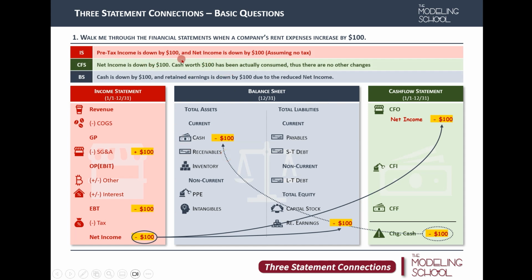So to sum up, pre-tax income is down by $100, net income is down by $100, and we're assuming no tax. Cash worth $100 has actually been consumed, thus there are no adjustments or changes in the cash flow statement. Because cash is down by $100, it affects the balance sheet, and on the equity side, retained earnings is down by $100 due to reduced net income. So the balance matches.